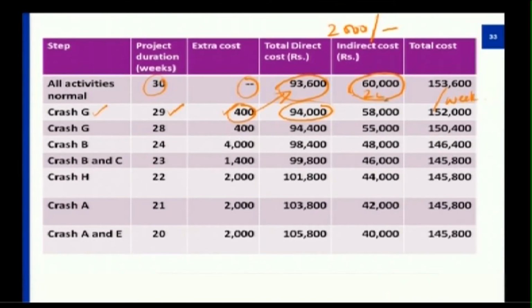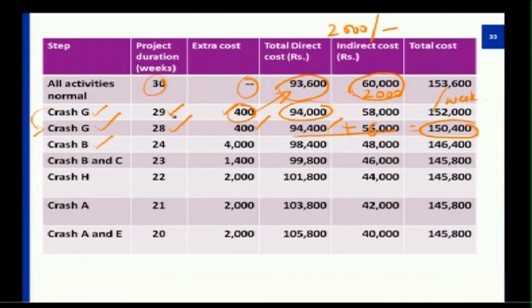So the total cost would be 1,52,000 only. Again, I do an impact on crashing this particular activity by one more week, which will improve on the cost by 400, thereby it becomes 94,400, and the total cost got reduced from 58,000 to 56,000 here, and this total cost will be the addition of these two things.